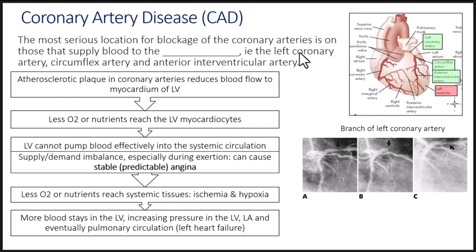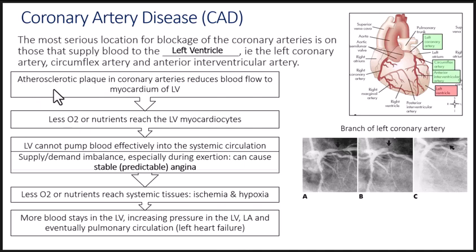But blockage specifically of the left coronary artery, the circumflex artery, and/or the anterior interventricular artery, so these are really extensions of the left coronary artery, will mean that the left ventricle will be deprived of oxygen, which means that that left ventricle might not be able to function properly, which means that the rest of the body will become deficient in receiving the oxygen that the rest of the body needs for survival.